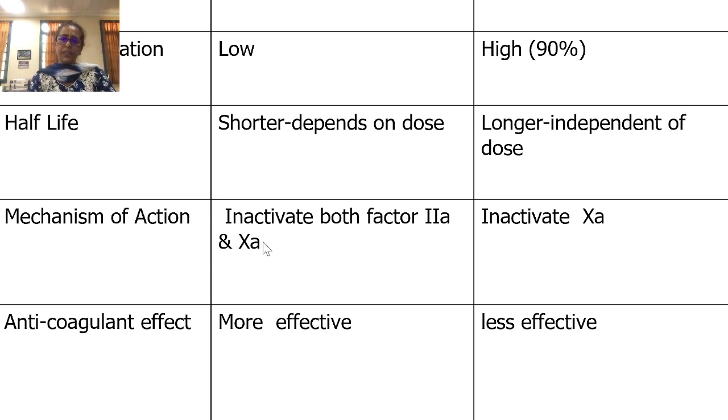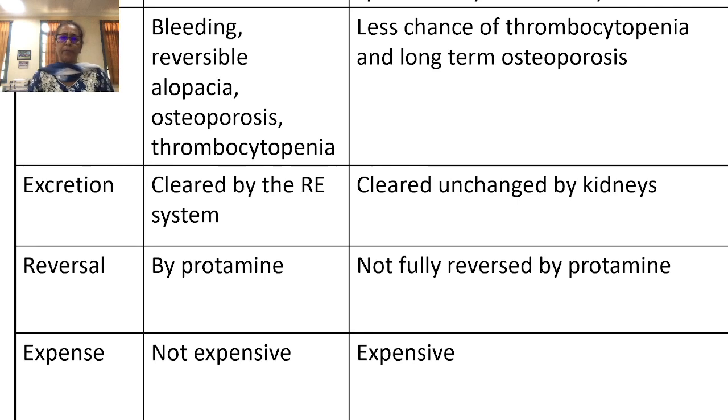Unfractionated heparin inactivates both factor 2A, that is thrombin, as well as activated factor 10, whereas low molecular weight heparin inactivates only activated factor 10. The anticoagulant effect produced by the high molecular weight heparin is more effective as compared to the low molecular weight heparin.